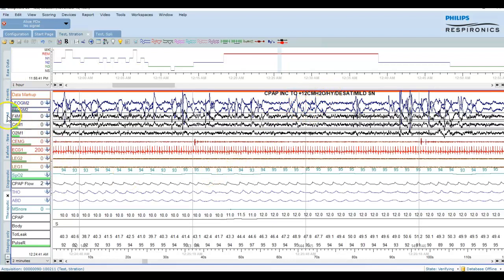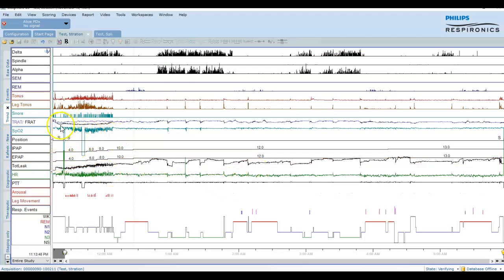If you go to the trend, you can see here this is the SpO2, this is the sleep stage levels, and this is the respiratory events. The respiratory events are here. We haven't scored the respiratory events for the sake of showing you the events.